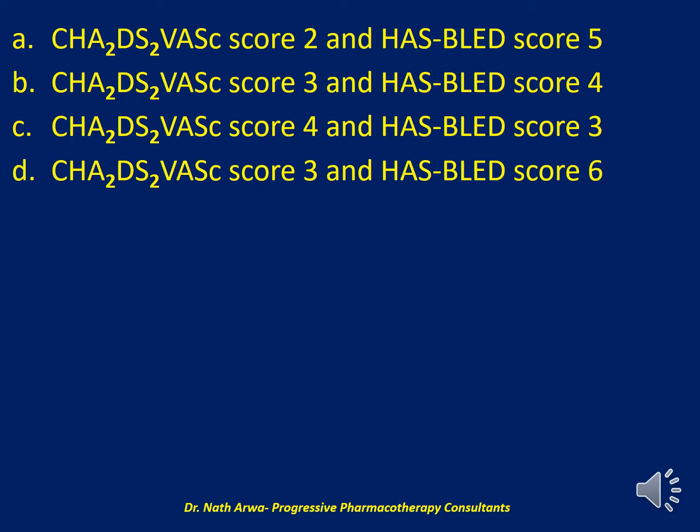Is it a CHA2DS2-VASc score of 2 and a HAS-BLED score of 5, or is it a CHA2DS2-VASc score of 3 and a HAS-BLED score of 4? Is it a CHA2DS2-VASc score of 4 and a HAS-BLED score of 3? Or is it a CHA2DS2-VASc score of 3 and a HAS-BLED score of 6? I'll give you 10 seconds to compute the correct value.